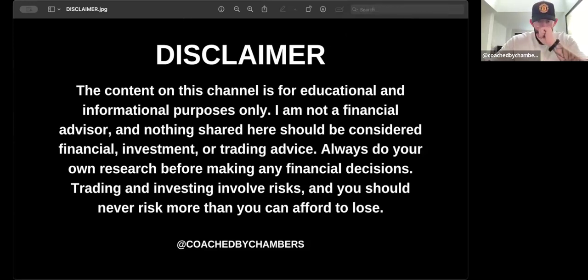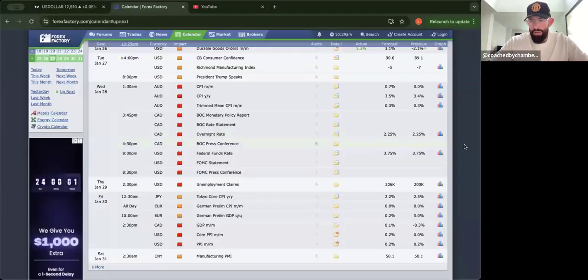Now, of course, let's jump straight into the charts and see what is going on today. But before we do that, as always, let's have a look at what is going on in regards to the economies of the currencies that we are trading.